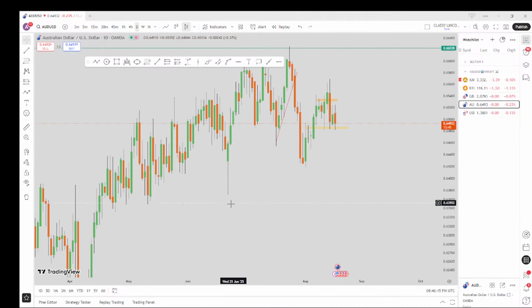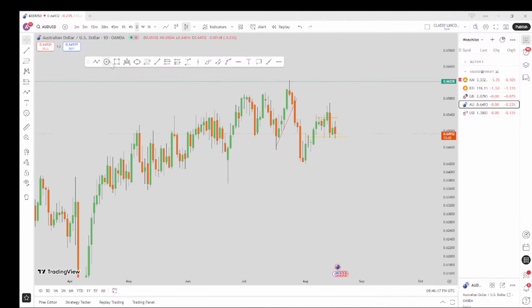So you see that it was giving us higher highs, higher lows, higher highs, higher lows, all from here. Higher highs, higher lows, higher highs, higher lows, higher highs, higher lows, higher highs like this, right? Then it gave us a lower low.